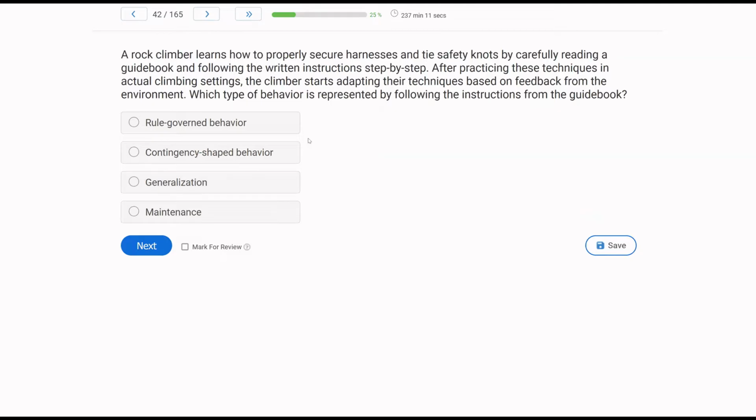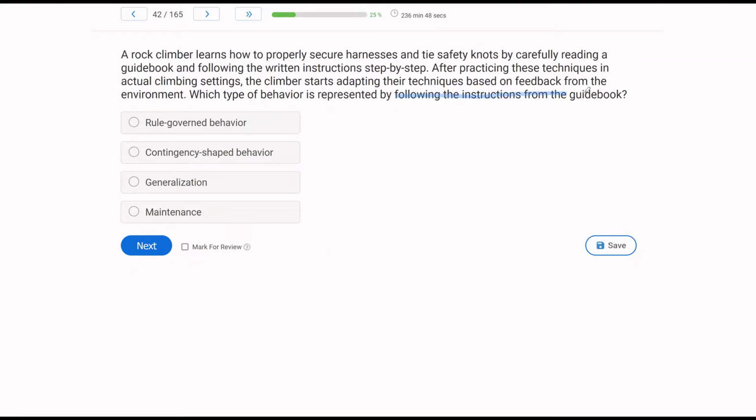A rock climber learns how to properly secure harnesses and tie safety knots by carefully reading a guidebook and following the written instructions step by step. After practicing these techniques in actual climbing settings, the climber starts adapting their techniques based on feedback from the environment. What type of behavior is represented by following the instructions from the guidebook? Again, behavior question. What behavior are we looking at?